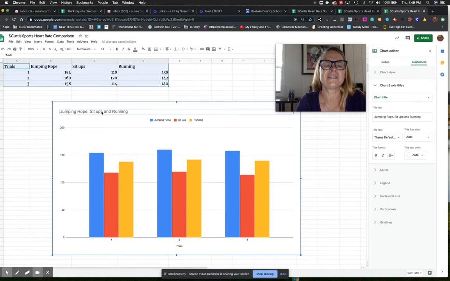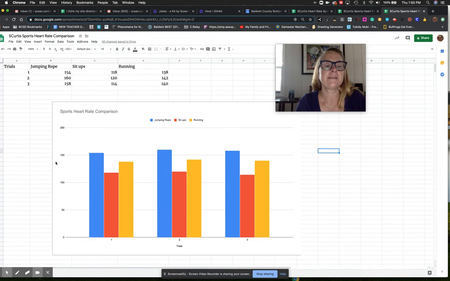It's given me a title over here that isn't what I want it to be called, so I'm going to double click there and I'm going to put it sports heart rate comparison. There you go. Now I have a title. Now I'm missing over here a vertical title. Do you see that? I'm missing the y-axis title.